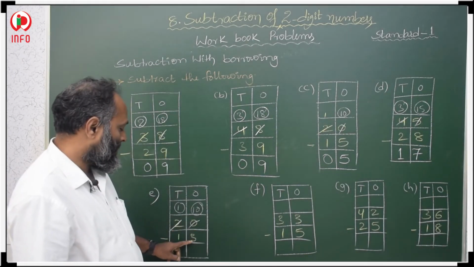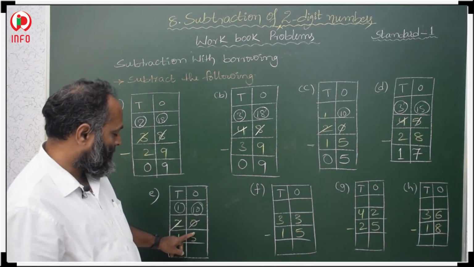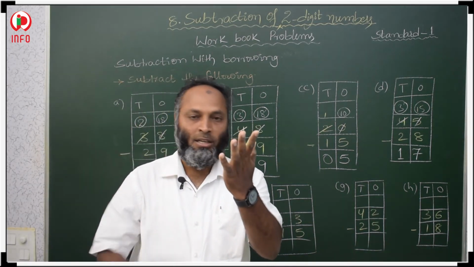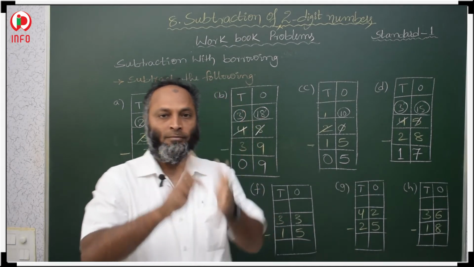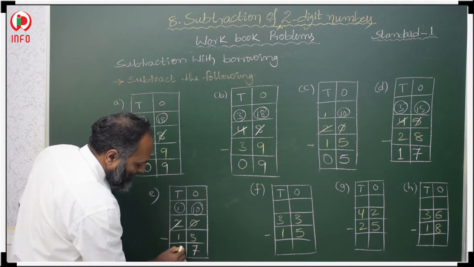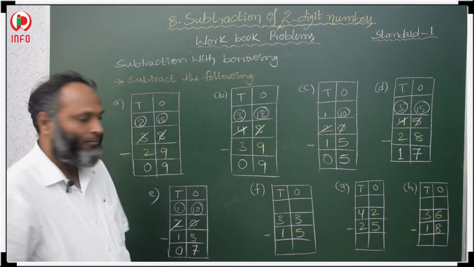10 minus 3 means from 4 to 10 we have to count. 4, 5, 6, 7, 8, 9, 10. It is 7. 10 minus 3 is 7. 1 minus 1, same number minus same number is 0.